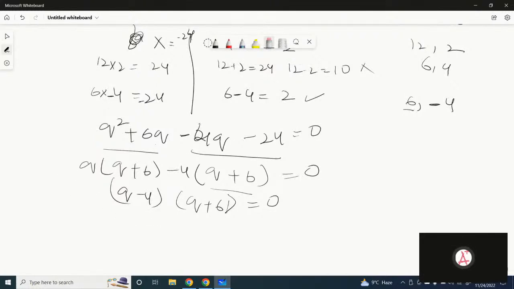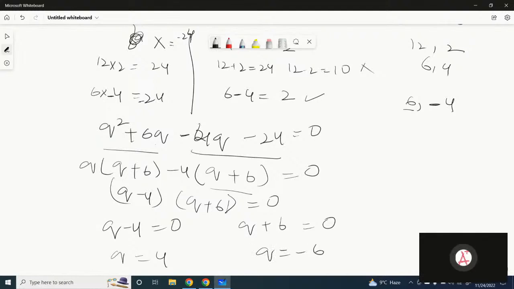That means either q minus 4 is 0 or q plus 6 is 0. So you have two values, q equals 4 and q equals negative 6. Got it? It would be 4 and negative 6.